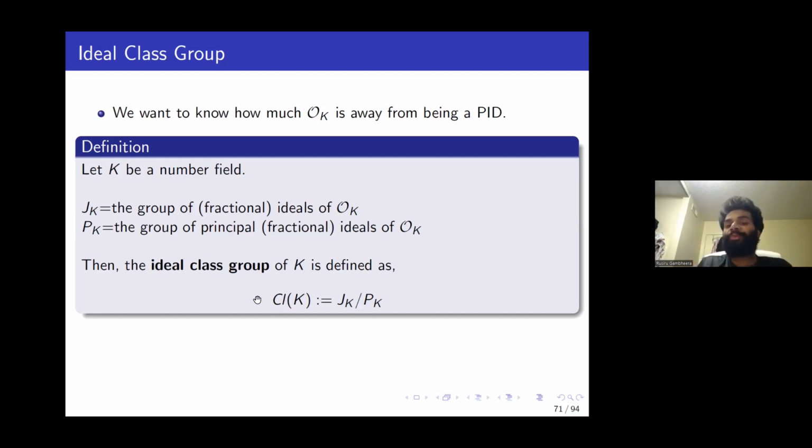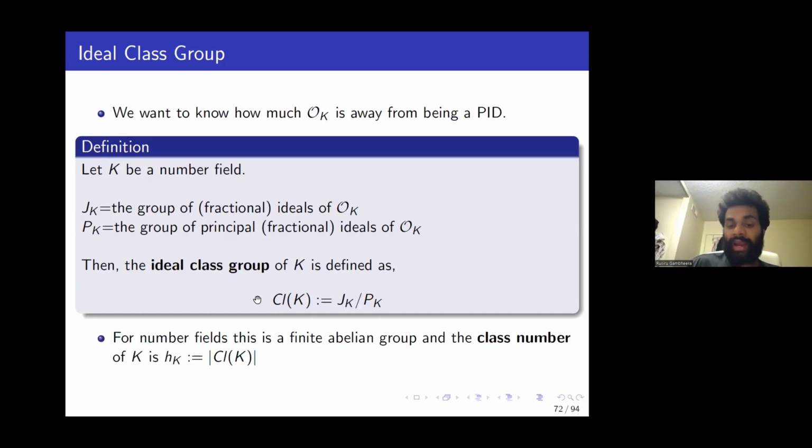So it is in fact a group, it turns out. It is an abelian group. So it measures how bad the number field is, but it itself is a group. And it turns out it's a finite group and it's abelian. And the size of this group is called the class number, which is very celebrated in number theory because it's really important. We care about that a lot.